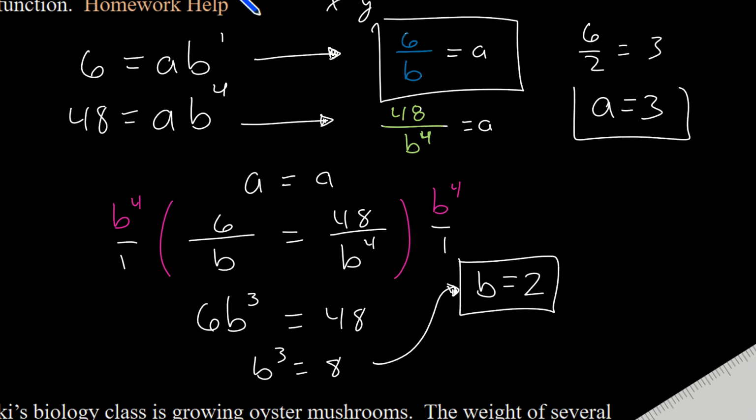And you could get that the other way also. You can take 48 and divide it by B to the 4th. B to the 4th is 2 times 2 times 2 times 2, which is 16. 48 divided by 16 is also 3. So in both cases, we have A is 3, B is 2.